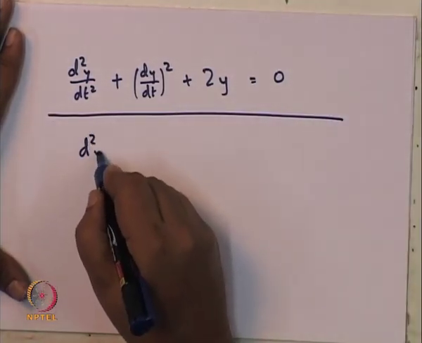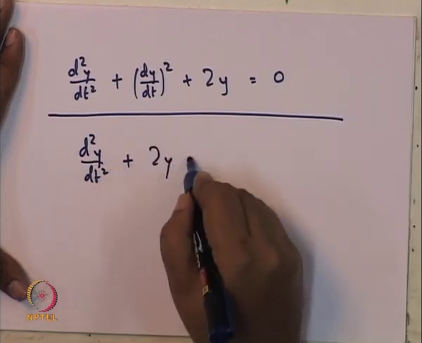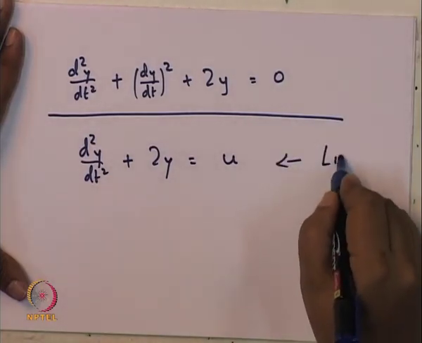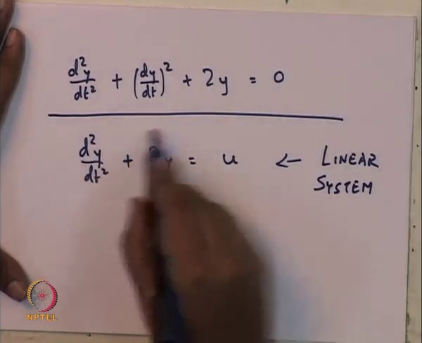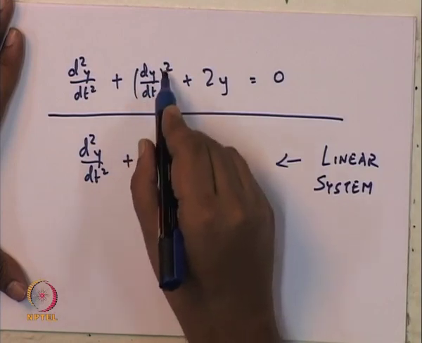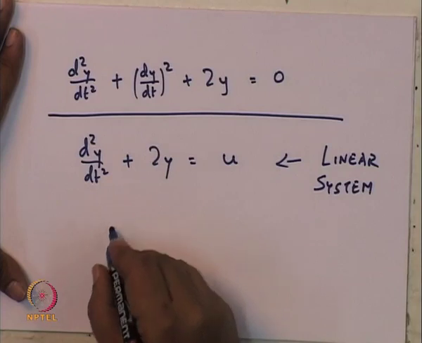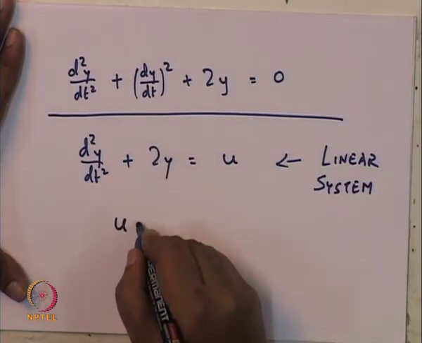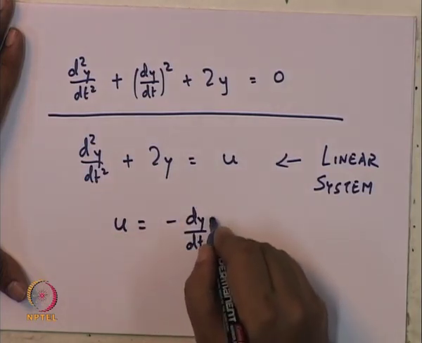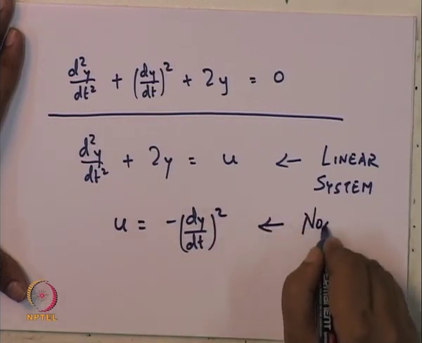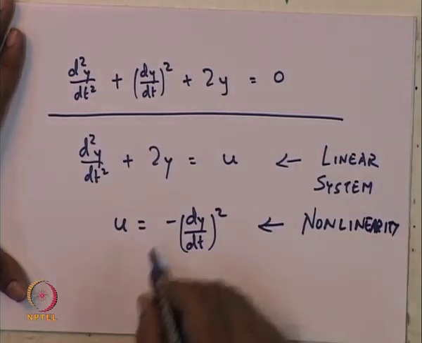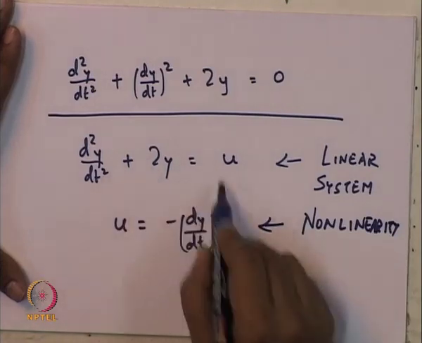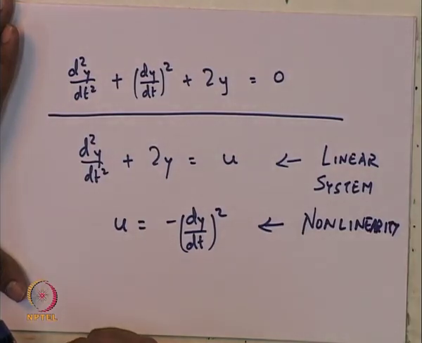So think of this equation d2y/dt squared plus 2y equal to u. This now is a linear system. Now, this is exactly like the original equation, except that you could think of (dy/dt) squared as minus u. So let me put that as the next equation, which is u equal to minus (dy/dt) squared, and this is the non-linearity. Now, the interconnection of these two systems would then give us exactly the same as the original nonlinear system. So, let us look at what this interconnection would look like.